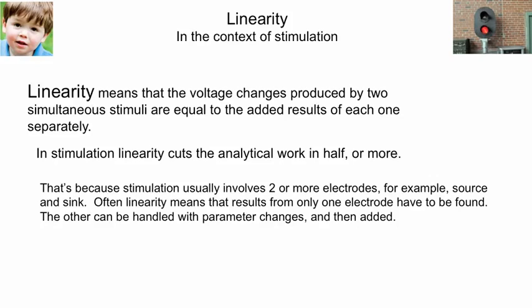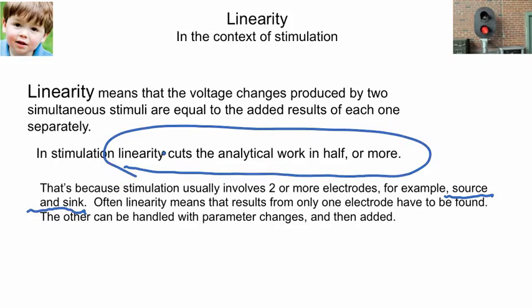Now, of course, normally that's the case, because normally the analysis includes at least one source and at least one sink. So there are at least two. There may be more than that, depending on how electrodes are arranged or distributed. So linearity cuts the work in half. Sometimes it cuts it by more than half. It's a very powerful and useful tool.